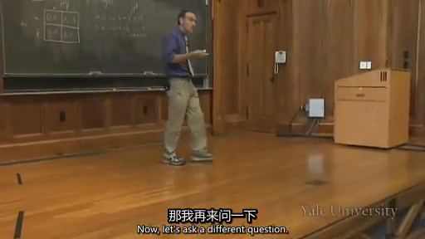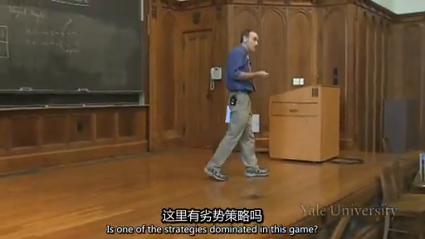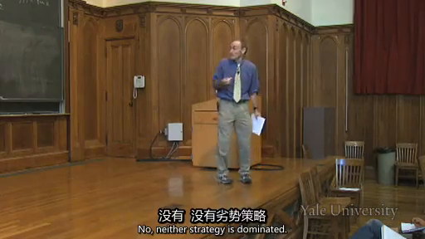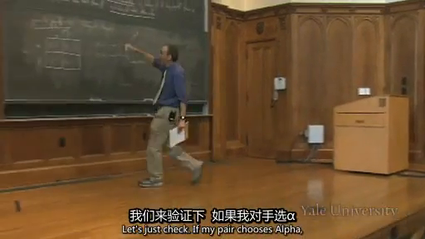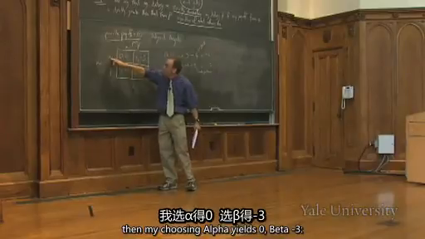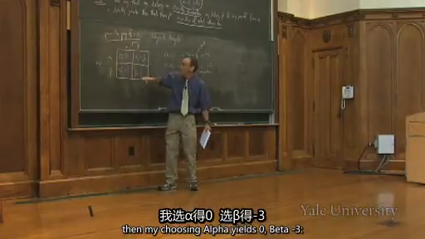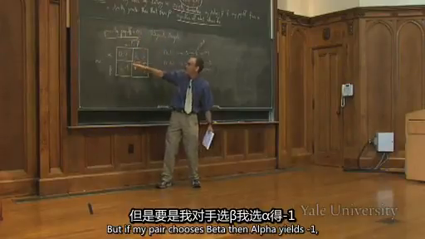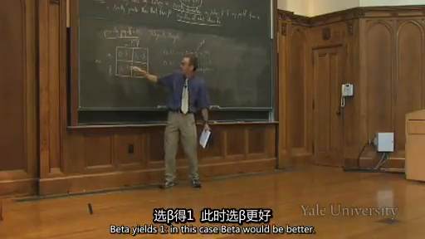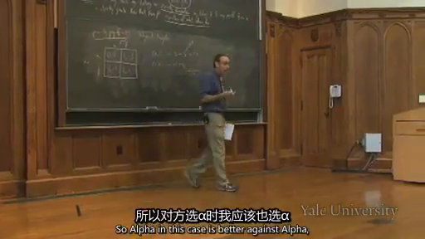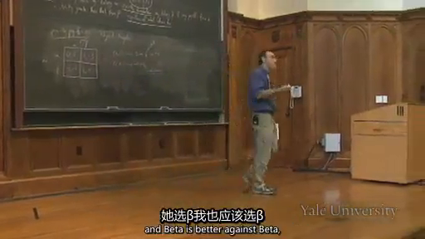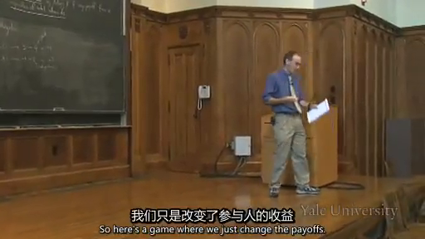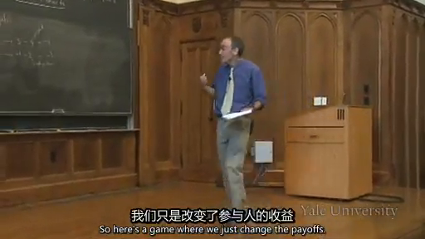All right. Now, let's ask a different question. Is one of the strategies dominated in this game? No, neither strategy is dominated. Let's just check. If my pair chooses alpha, then my choosing alpha yields 0, beta -3, so alpha would be better. But if my pair chooses beta, then alpha yields -1, beta yields 1. In this case, beta would be better. So alpha is better against alpha, and beta is better against beta, but neither dominates the other.